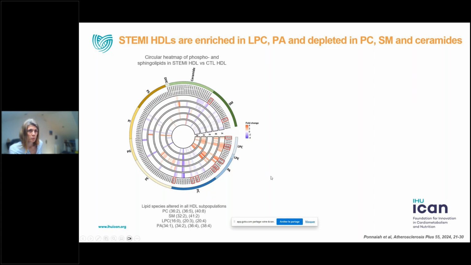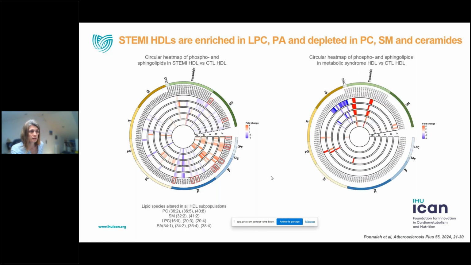We then wanted to know whether this signature was specific to MI and not attributed to the dyslipidemia of these patients. So we compared it to another cohort who presented metabolic syndrome without acute inflammation. And we could see here that the signature was pretty distinct because, for example, we had enrichment of ceramides and there was no common signature.